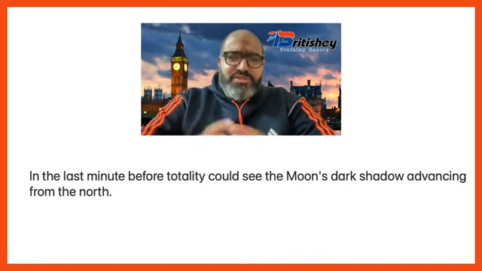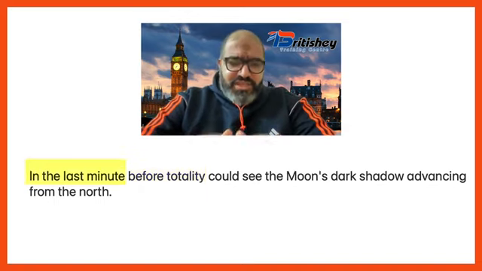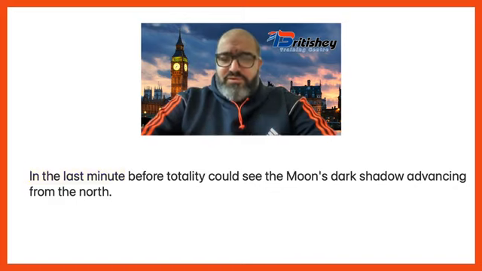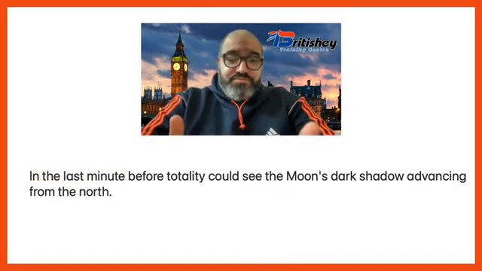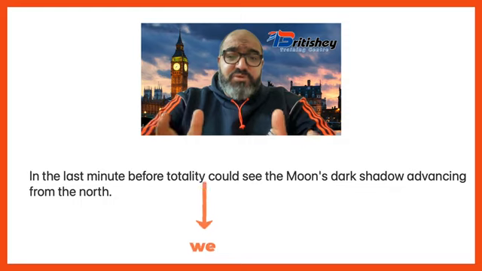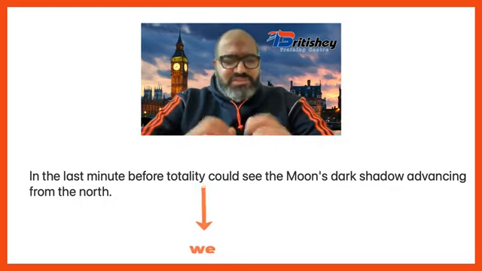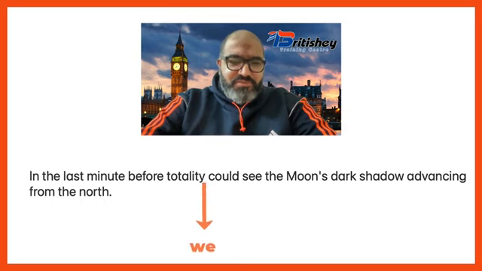So this sentence is wrong because it doesn't contain a subject. How do you know, Shadi? It's because before is a preposition, totality is an object of it. In is a preposition, the last minute is an object of it. So we're looking for a subject. Now, the accurate sentence would be, in the last minute before totality, we could see the moon's dark shadow advancing from the north.